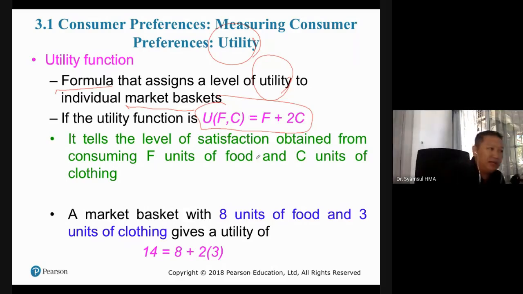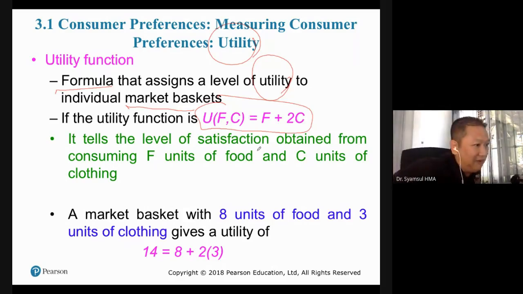UFC, yes. Not the Ultimate Fighting Championship, the MMA thing, no, not that one.